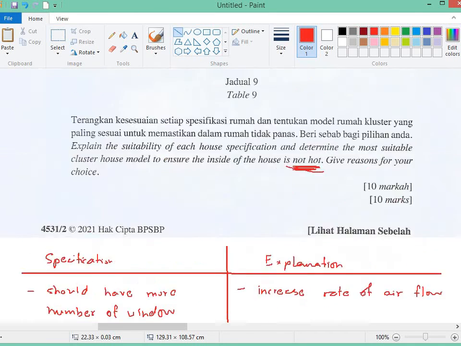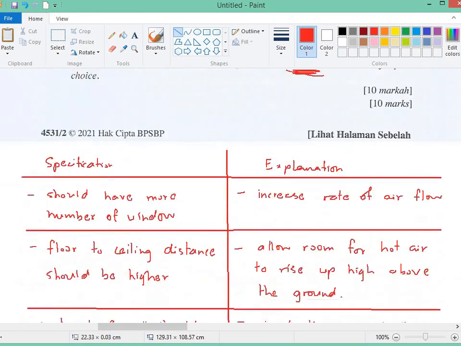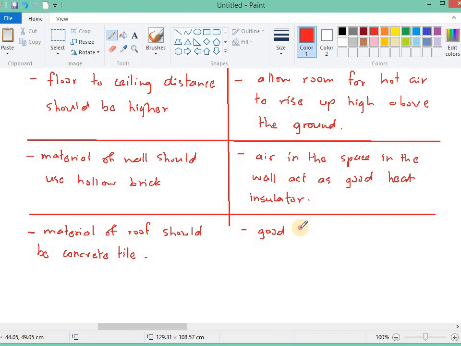Then next, type of material of the roof should be concrete tile. Material of roof should be concrete tile. Good heat insulator. Okay, like that is enough.